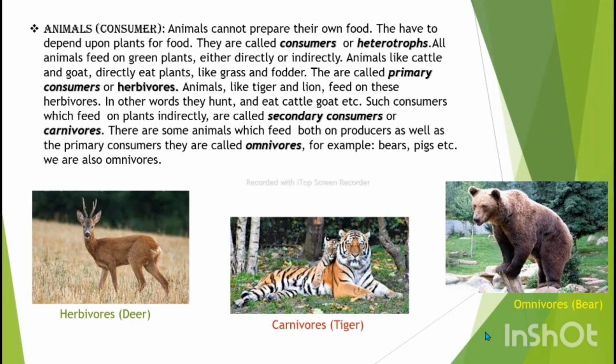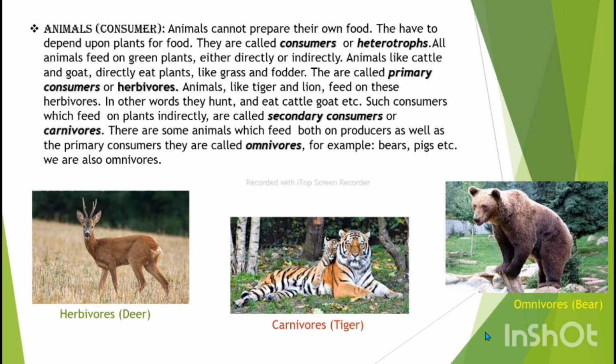Now, animals or consumers. Animals cannot prepare their own food. They have to depend upon plants for food. They are called consumers or heterotrophs. All animals feed on green plants, either directly or indirectly. Animals like cattle and goats directly eat plants like grass and fodder. They are called primary consumers or herbivores.